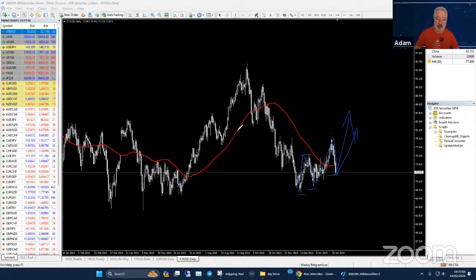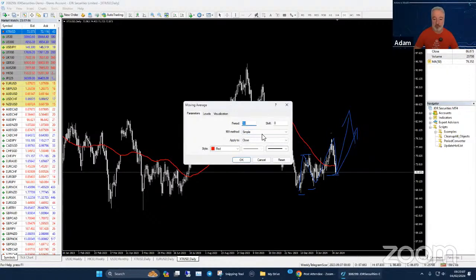Okay, so the question that has come through now, which is a great question, is to do with the specific options here of whether we go with simple, exponential, smooth, or linear weighted. It does depend on your strategy, but the difference between them visually is not always a huge amount. It's not necessarily make or break. And the way that I'm using them here is just as an organic trend line.